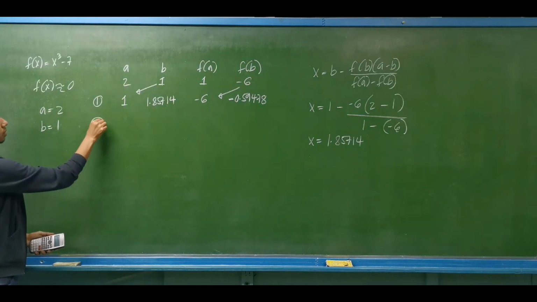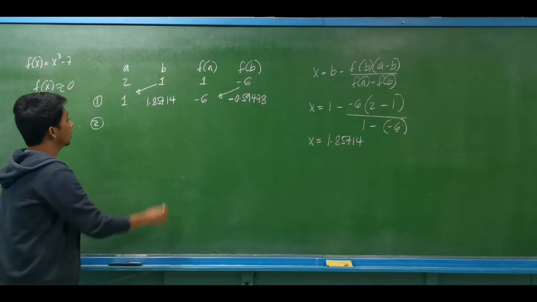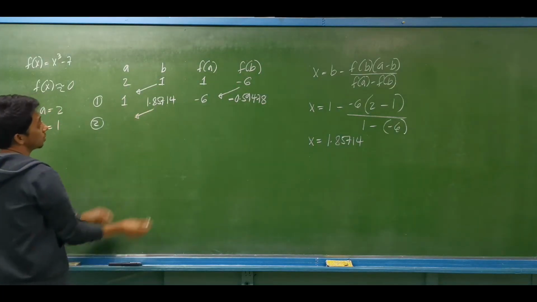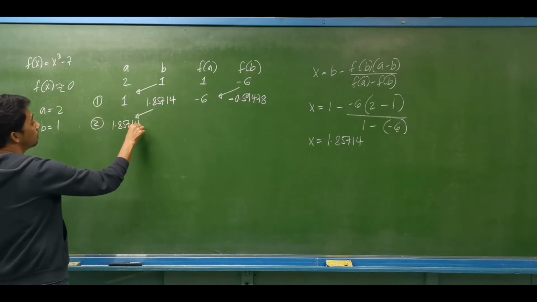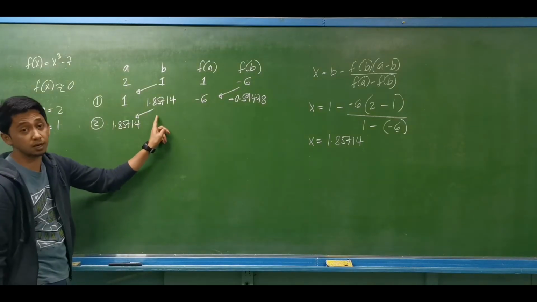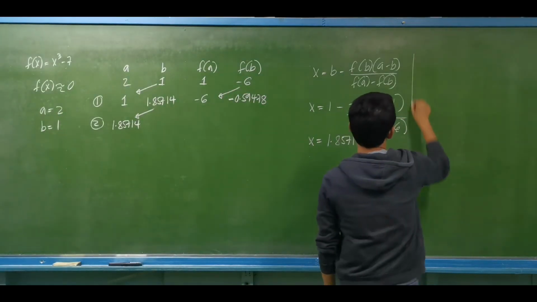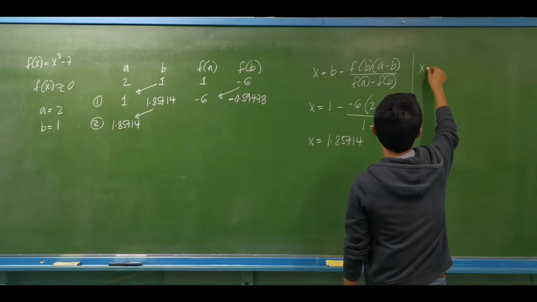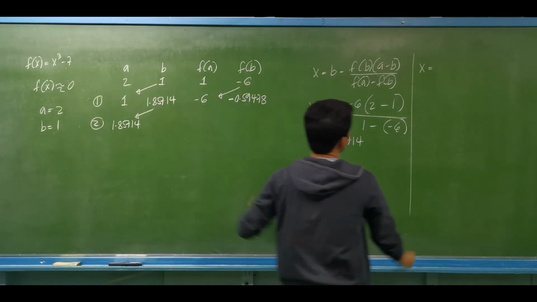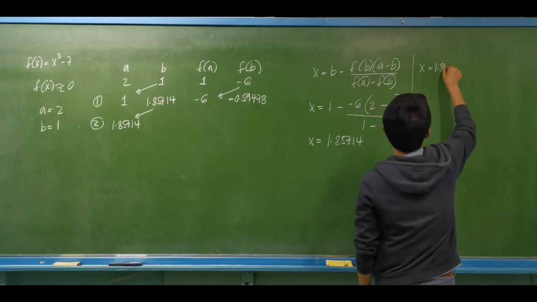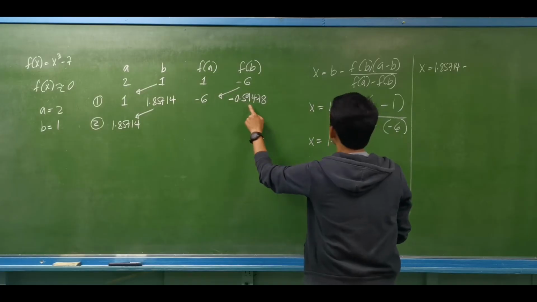How do we do our second iteration? We just repeat the process. We are moving the value of b as the next value of a. This is 1.85714. And we compute the next value of b using this equation. So this is for the second iteration. x is equal to, what is our initial b? That is 1.85714 minus our previous f of b.